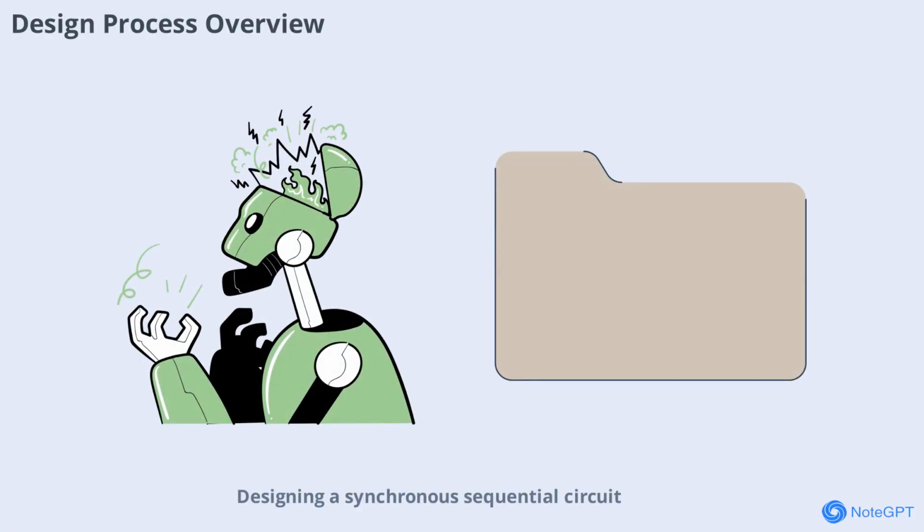Designing a synchronous sequential circuit begins with defining the desired behavior, often using state tables or diagrams. Next, you choose the appropriate flip-flops and determine how to connect them to achieve the required state transitions. Logic gates are then added to control the inputs to each flip-flop based on the current state and external inputs. Finally, the design is tested and refined to ensure it operates as intended.